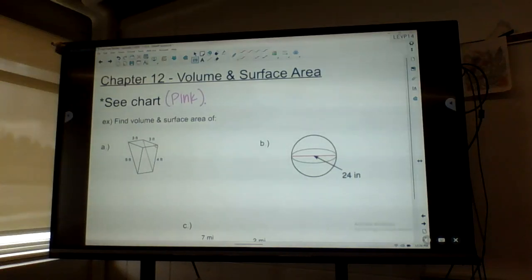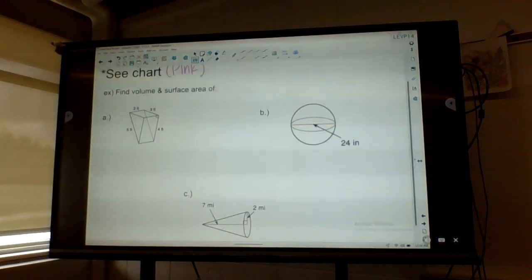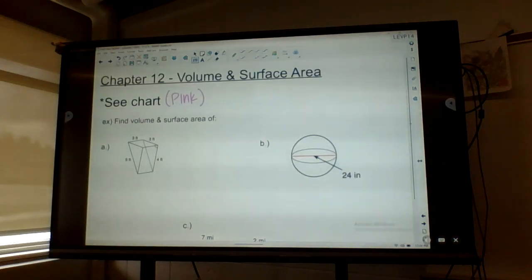And there's a ton of formulas we'll want to have for that. So volume and surface area for these three. Big thing to notice is volume, remember, is units cubed. Surface area is units squared.